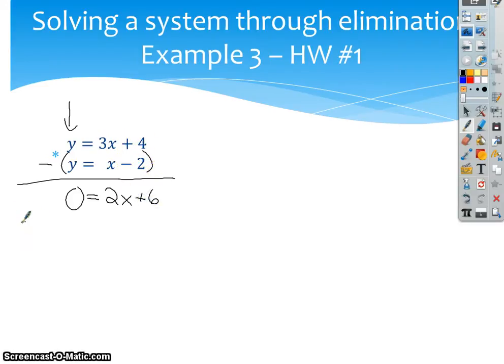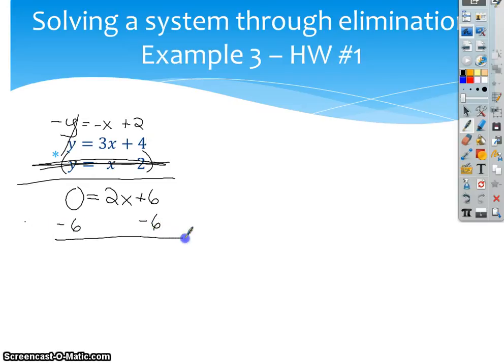Personally, I like to rewrite the question so I can see exactly what I'm doing. Negative y equals negative x plus 2. Cross out the equation I just manipulated. Now I can see that kind of easily. Negative y, positive y, 0. They cancel. Negative x plus 3x, 2x. 2 plus 4 is 6. Let's solve. Negative 6 equals 2x. Negative 3 is equal to x.